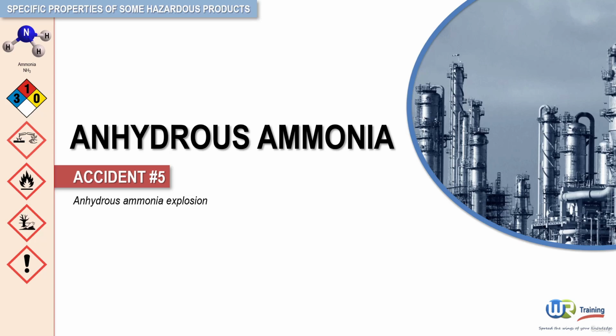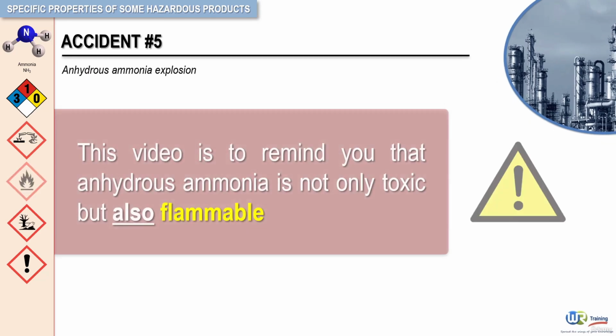The accident example that will follow depicts an ammonia explosion that occurred in a fertilizer plant. The purpose of this video is to remind you that anhydrous ammonia is not only toxic, but also flammable. It is true that we are primarily concerned with the toxic property of anhydrous ammonia, but don't forget that anhydrous ammonia is also flammable and can ignite violently.